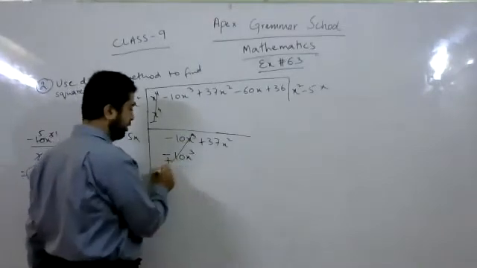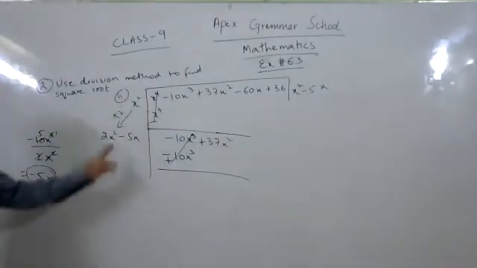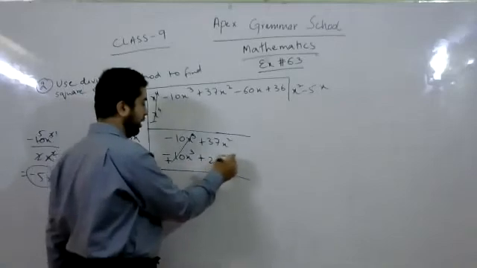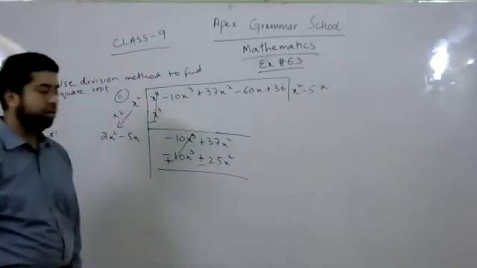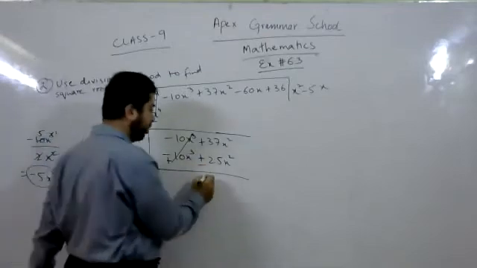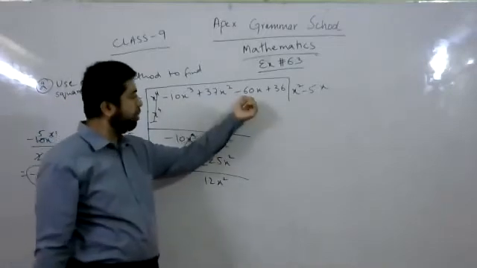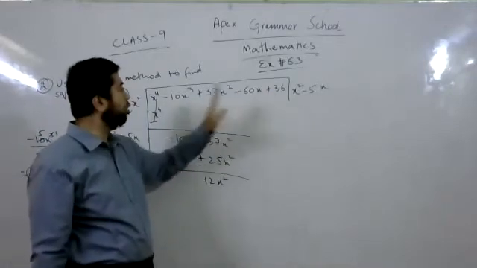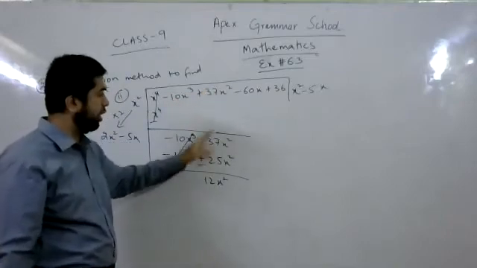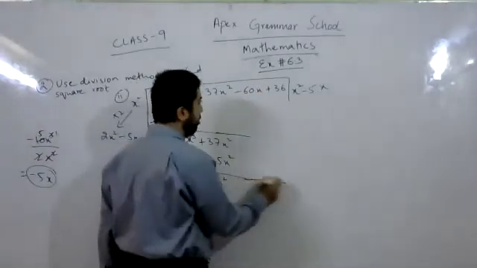Change the sign and cancel it, and then minus 5x with this minus 5x makes minus into minus plus, 5 fives are 25x squared. Change the sign. Now 37 minus 25 makes 12x squared. Now you are left with minus 60x and plus 36, because we have utilized 37x squared. You are left with minus 60x and plus 36.